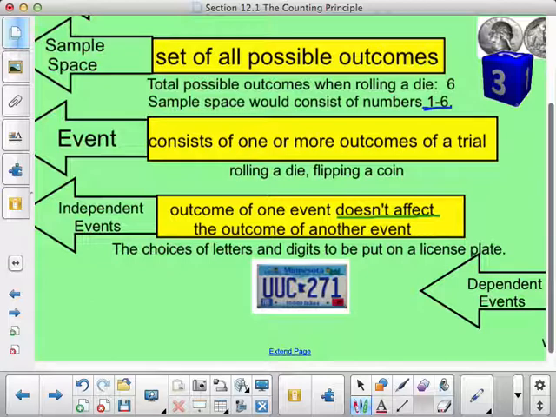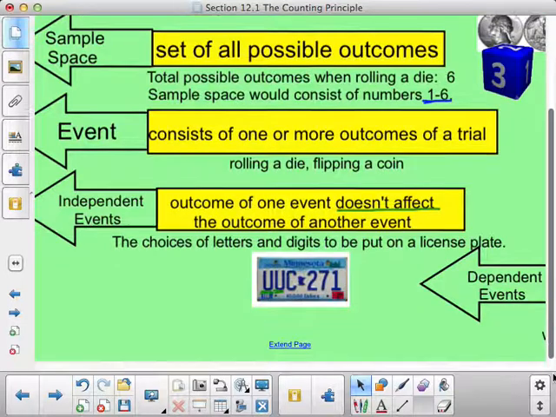Another would be going back to our license plate. The choice of letters and digits are independent because if you notice on this license plate, they got a U as the first one, and then the second one was also a U. So when they went to decide the second letter, it was still free to use a U again. So you had all possible options the second time. All 26 letters were available.